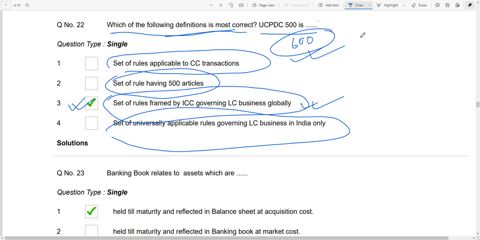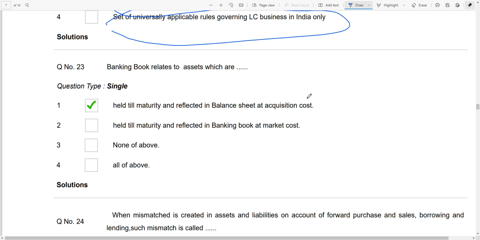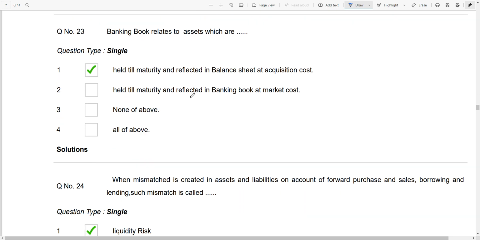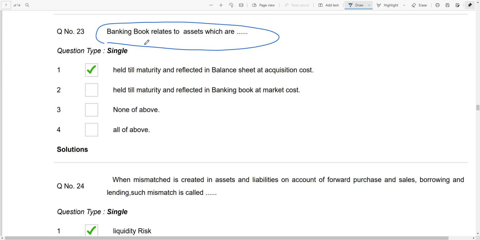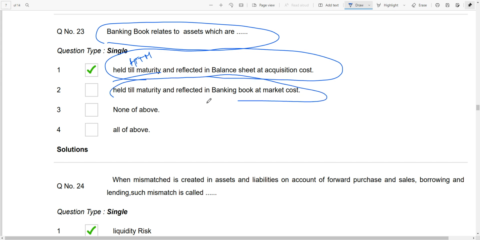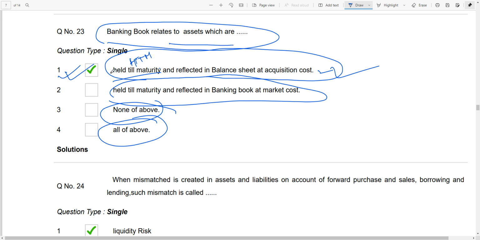Okay, fine. Question number 23. Banking book relates to assets which are held till maturity, HTM, and reflected in balance sheet at acquisition cost. The other options are held till maturity and reflected in banking book at market cost, none of the above, and all of the above. Banking book relates to assets which are held till maturity and reflected in balance sheet at acquisition cost. This is the correct answer.